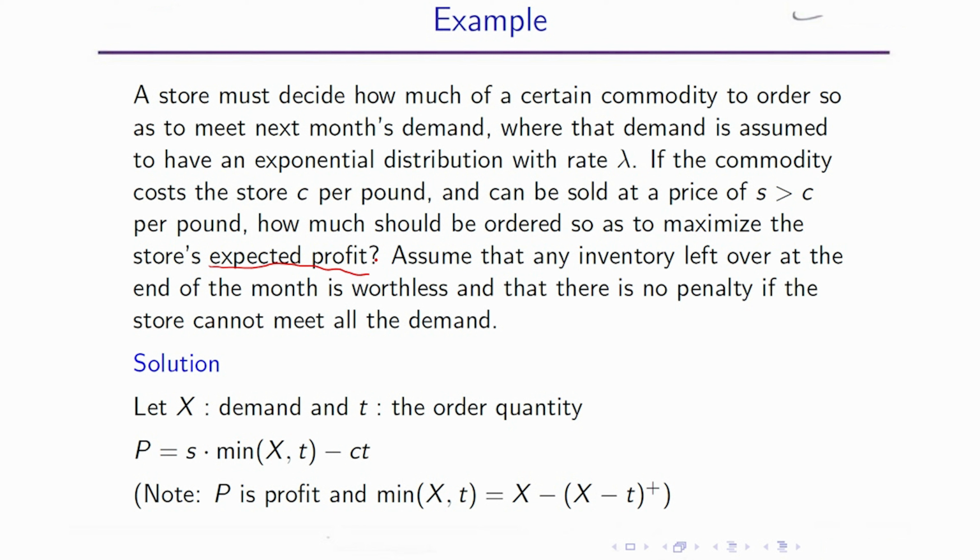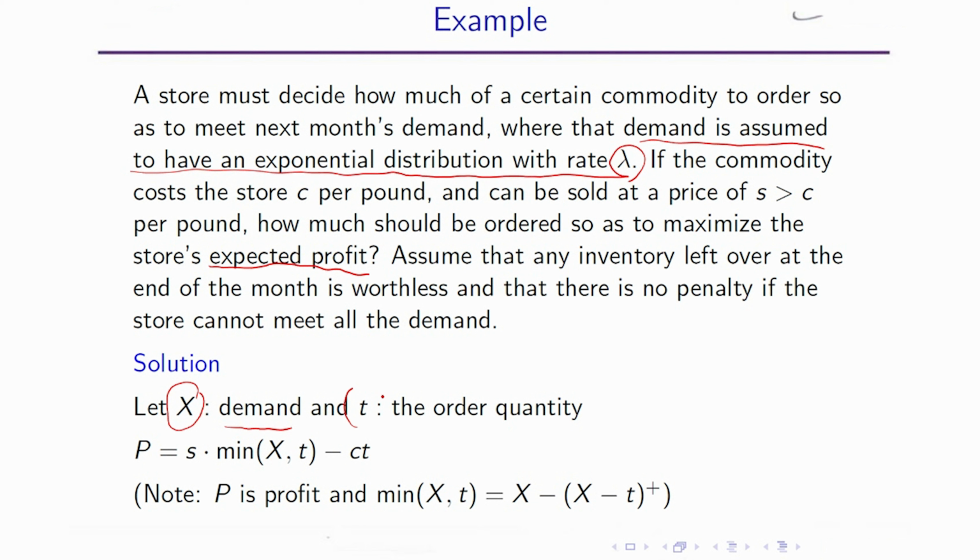Assume that any inventory left over at the end of the month is worthless, and that there is no penalty if the store cannot meet all the demand. Now, we let X be the demand, and remember the demand is assumed to have an exponential distribution with rate lambda. So X is an exponential random variable.